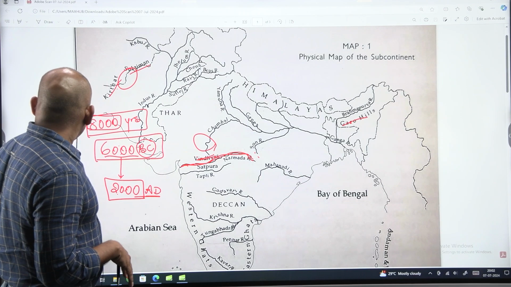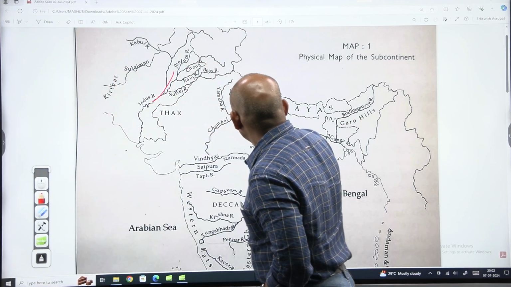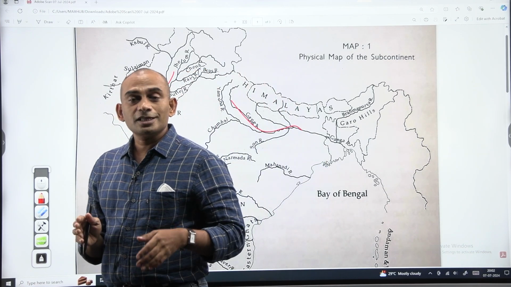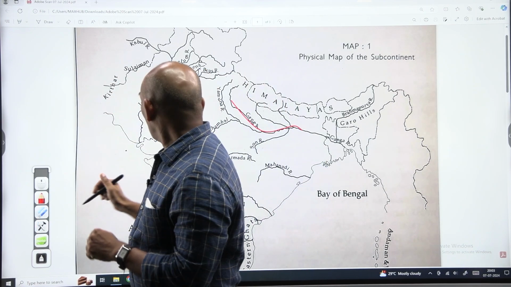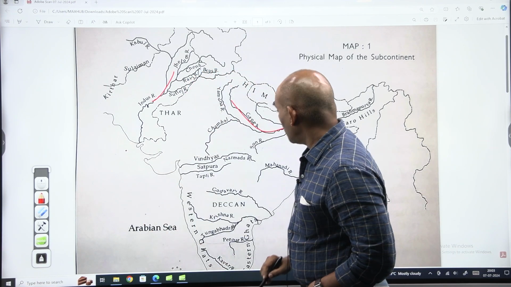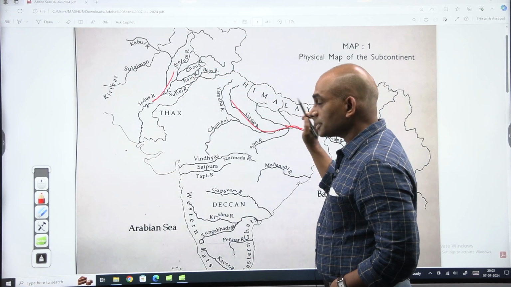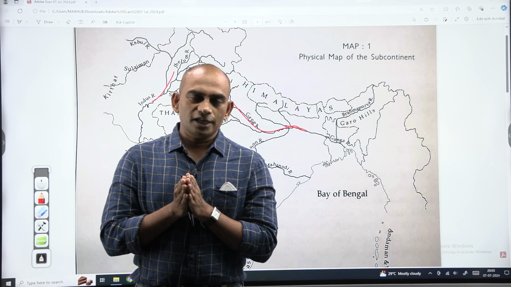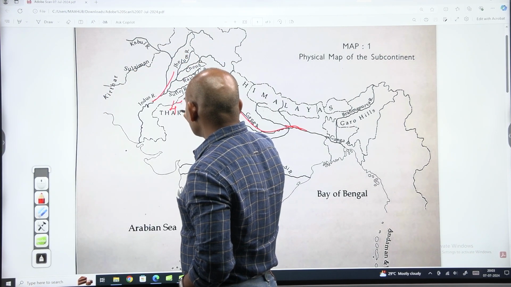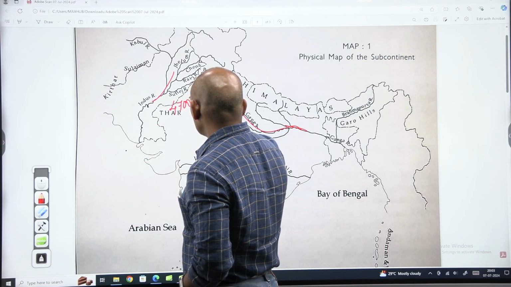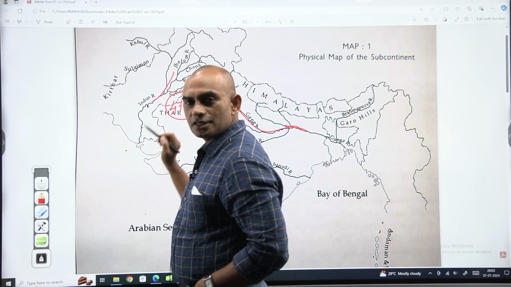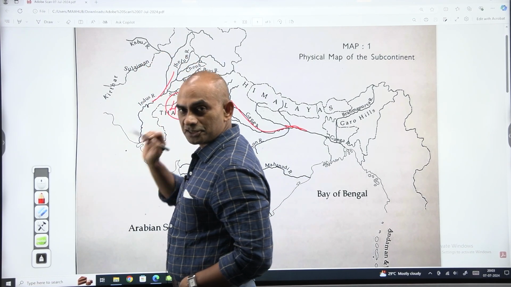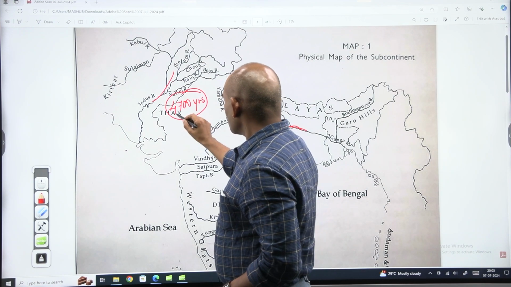And now look at Indus River and Ganga River. Indus River basin has got Indus as well as various tributaries. And look at this one, Ganga and its tributaries. Indus River has got significance. 4,700 years ago, first urbanization began in this location. First urbanization began here. What does it mean?